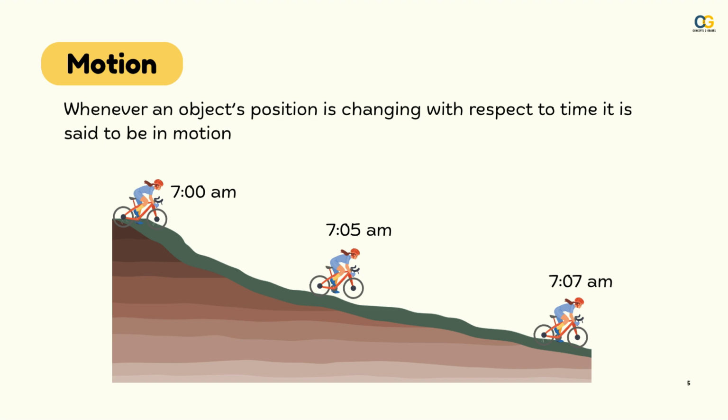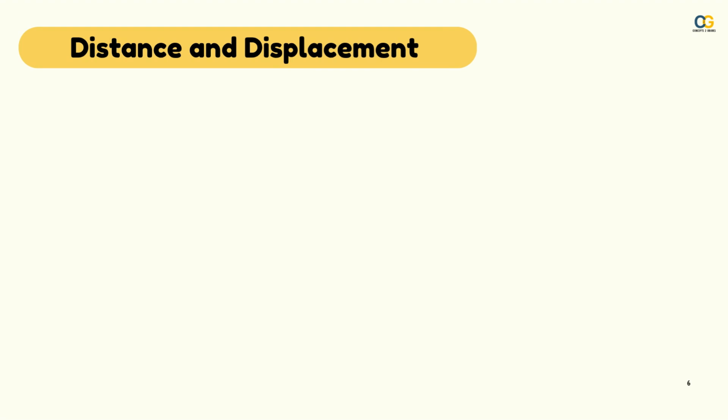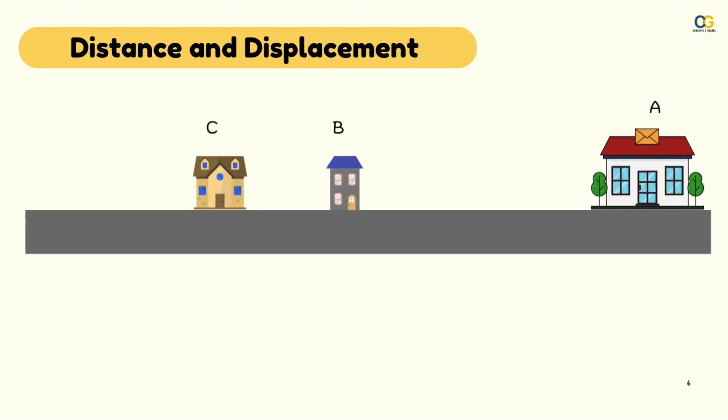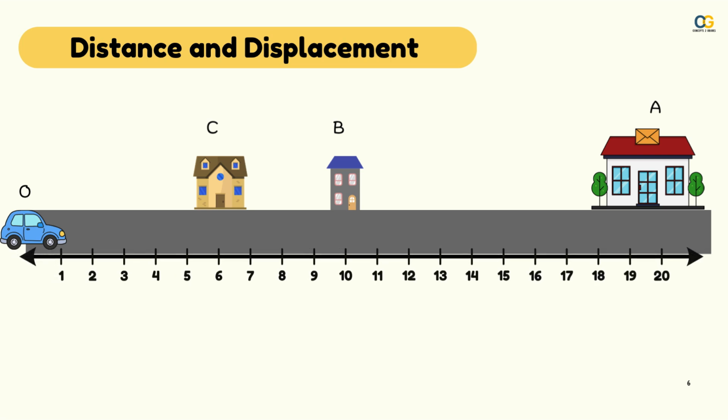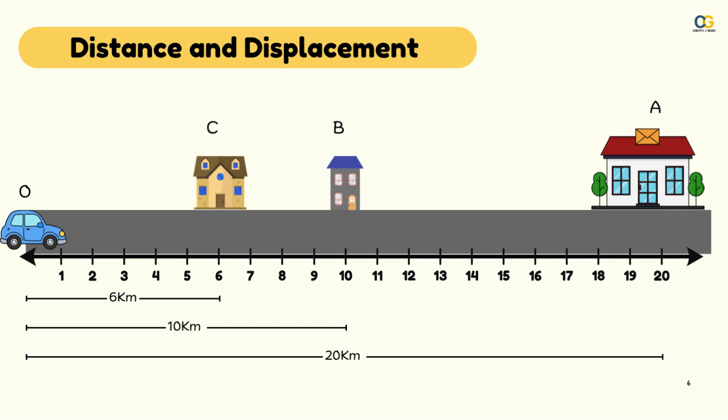Now let us understand the concept of distance and displacement. Let us say there are three friends A, B, C whose houses are on the same street as follows. And you are in the car at O and would like to visit your friends. The distances to each of your friends' house from the place you are standing, which is also called the reference point, is as follows. Now you want to meet your friend A first, then go to B, and then go to C's house. So first, you would have traveled up to A, met your friend A, then moved to B, and then come back to C's house.